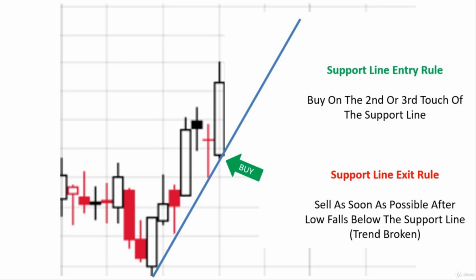That's when you're buying in. You're in an upward trend, you want to ride the upward trend, that's when you're buying in. And then when you want to exit, once that support line is broken, right? Sell as soon as possible after the low in the range falls below the support line. That means the trend is broken. You can see it's approached it, but it's gone past it.